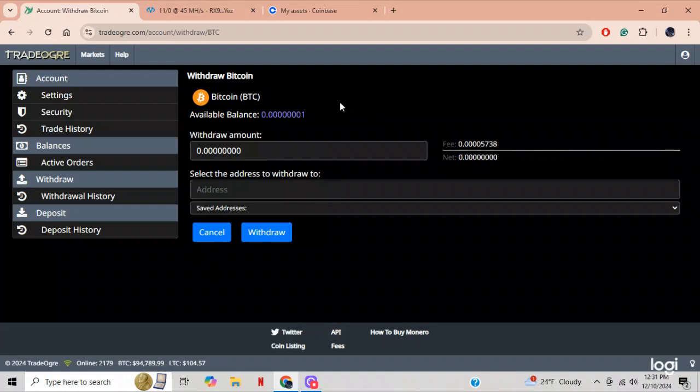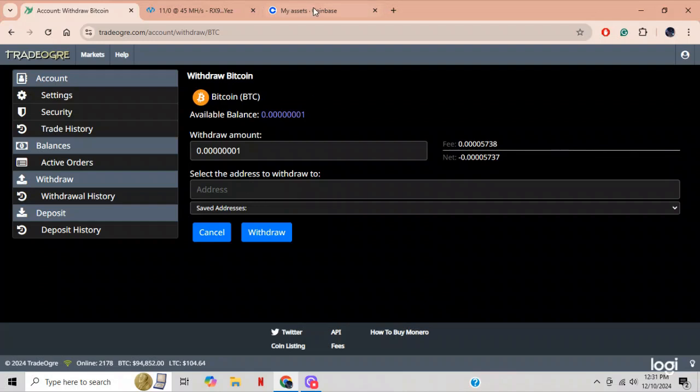Now, right now I got points, so I want to send it all over. I would click on this right here, and it would put down what I want to withdraw, which is all of it. Okay, then I would put the address where I want it to be sent to.